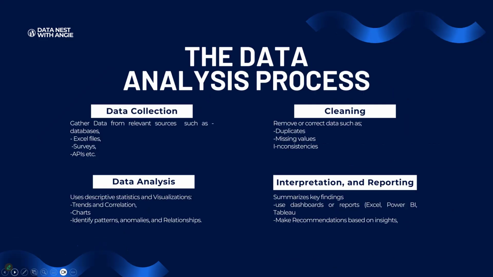We also have the data analysis process. We have four processes of data analysis. First of all, we have data collection. Data can be gotten in Excel files, in surveys, in APIs, and several more. So we get data from relevant sources, all right? And the next step in the process is data cleaning. After collecting your data, the next thing to do, like I earlier mentioned, is to remove errors, missing values, and duplicates, and this is what is called data cleaning in data analysis.